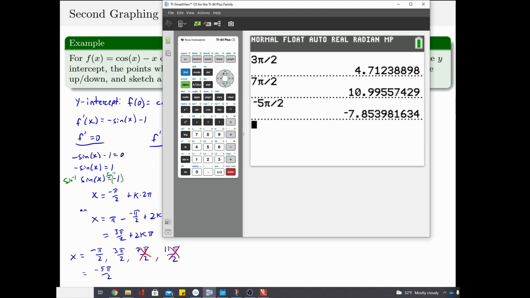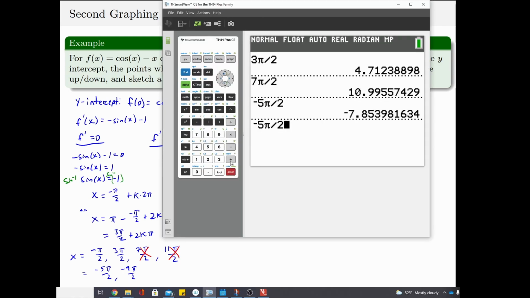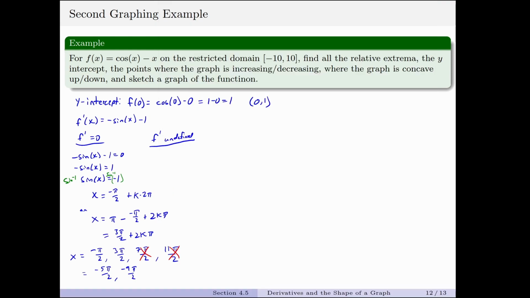That is between negative 10 and 10. The next one over, when I go down by 2 pi, negative 9 pi over 2, that's too far, so we throw that one out and we don't keep going. Okay, so we have 3 critical numbers from our first derivative.